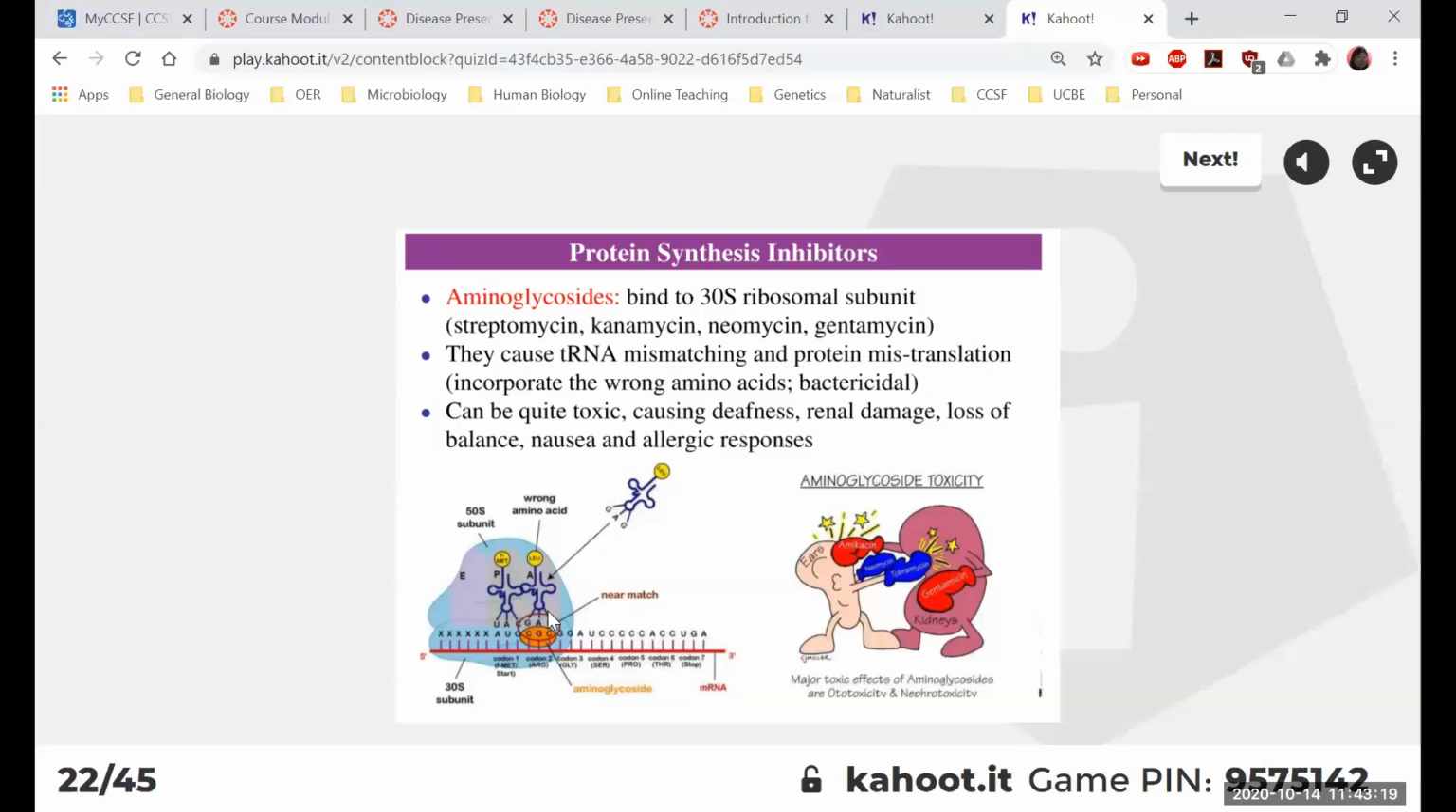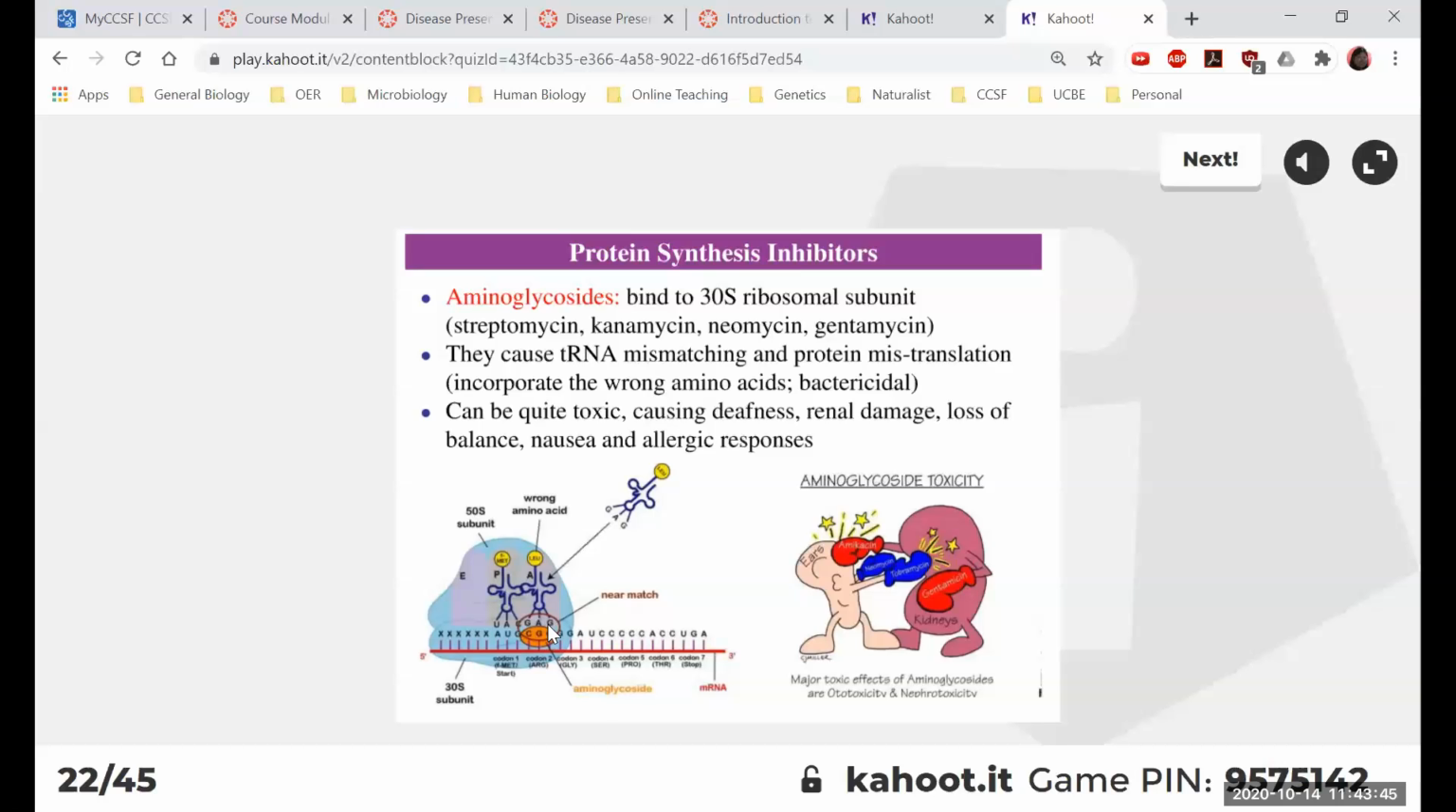So the A site of the ribosome is where the tRNA comes in, and usually whatever the codon is, the tRNA has to carry the anticodon that's an exact match, right? So if the codon says CGC, the anticodon should be GCG. What this class of drug, aminoglycosides, does is it actually causes a mismatch over here.